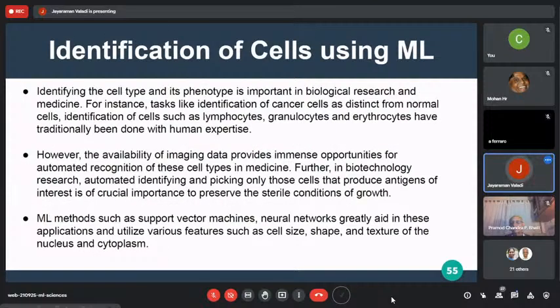Cell type identification is a very important area in biological research. Cell types can be identified by image handling methodologies like segmentation and other techniques, identifying images of different types of cells, which can then be used in classification of diseases.